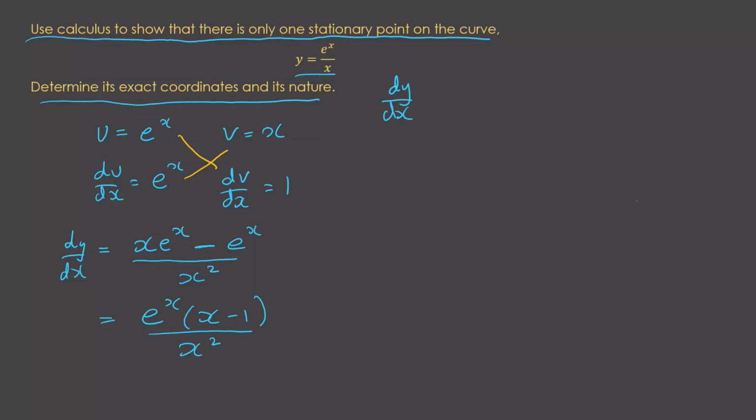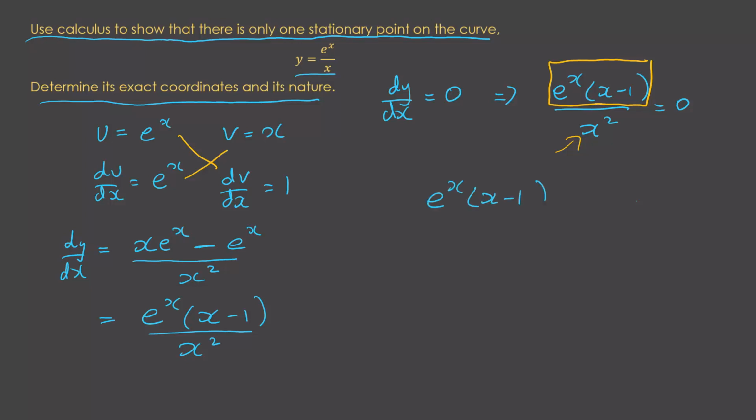If dy dx is equal to 0, that means that e to the x, x minus 1, over x squared equals 0. For a fraction to be 0, only the numerator needs to be 0. In fact, we've got a problem if the denominator is 0 at the same point. So, e to the x, x minus 1 equals 0.